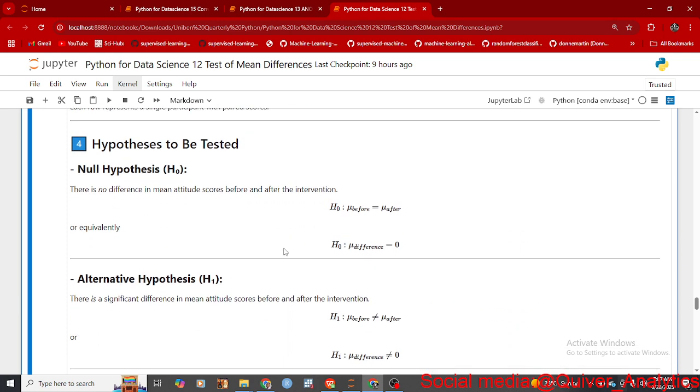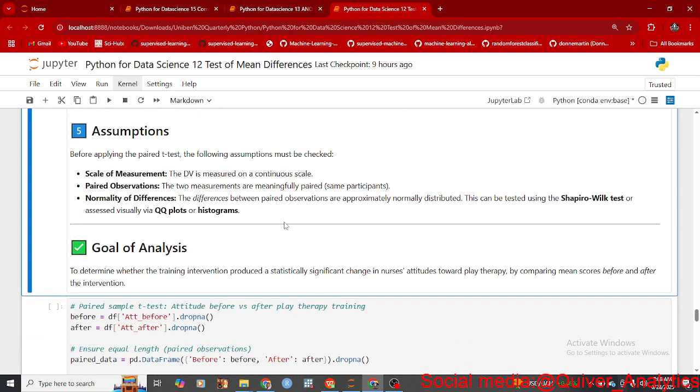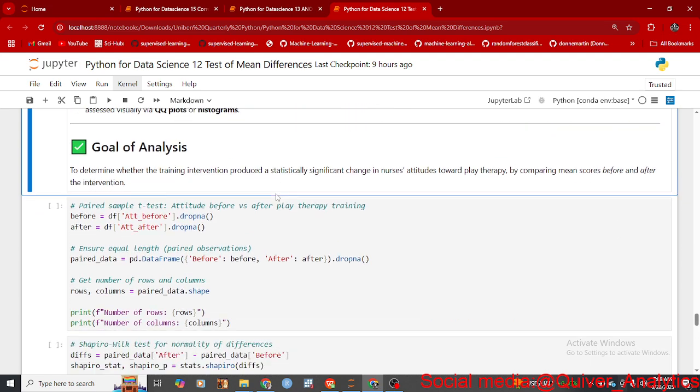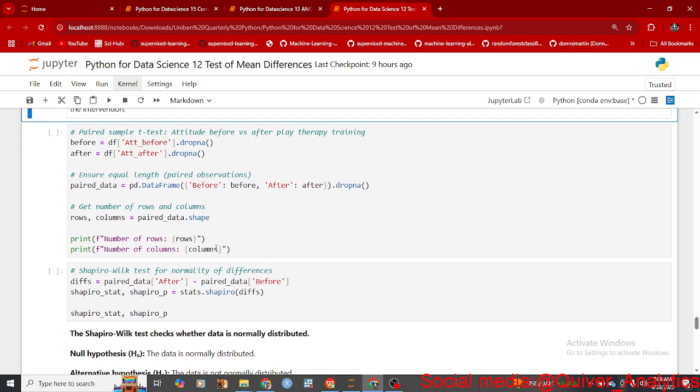All right, so the hypothesis to be tested: there is no difference between mean attitude scores before and after the intervention. Then the assumptions; we test for normality and a lot of that. All right, so this is how the paired sample t-test is conducted. We have the before and the after. Then we drop missing values if any exist.